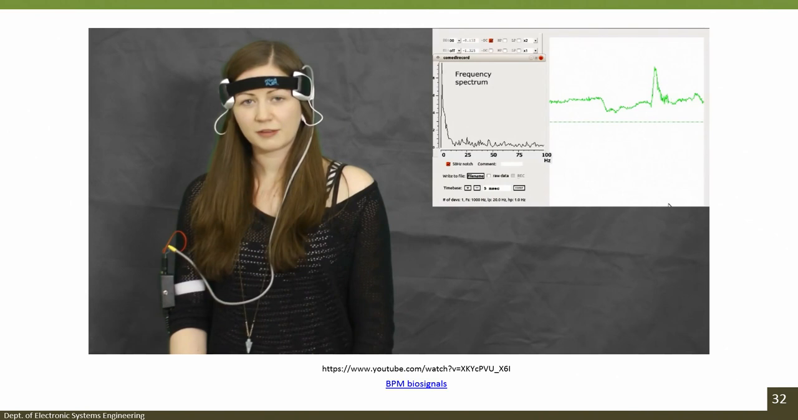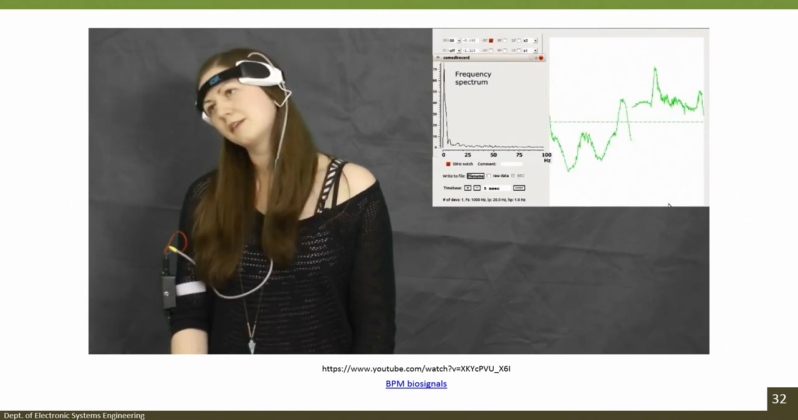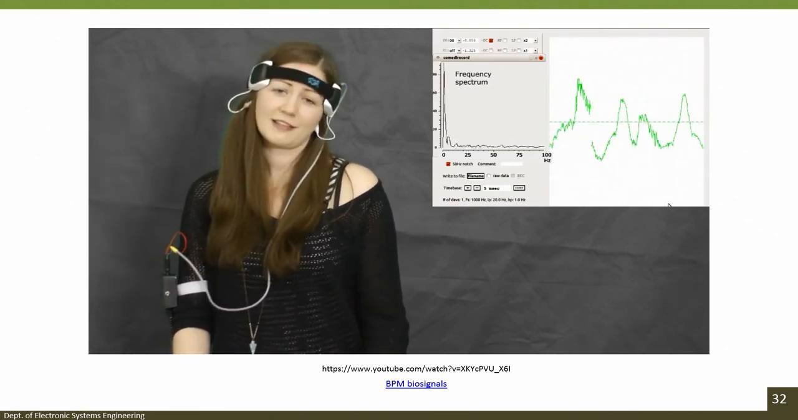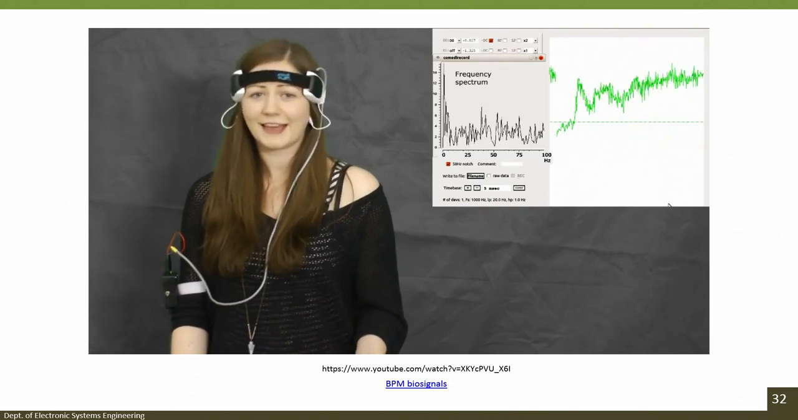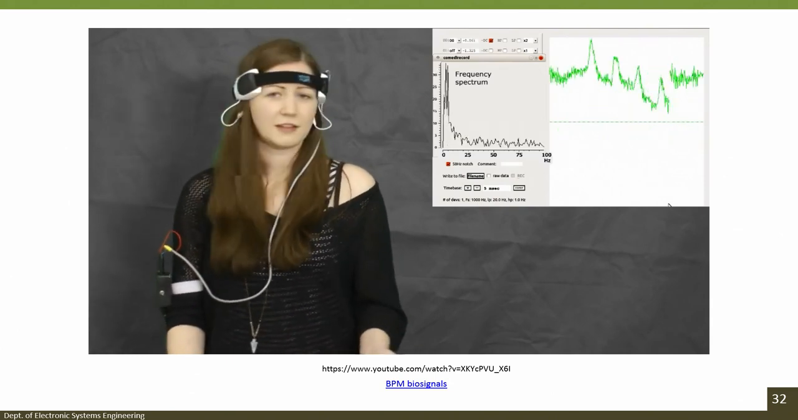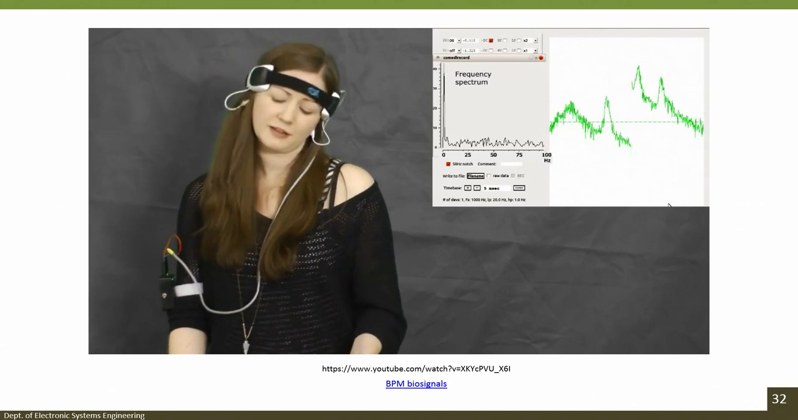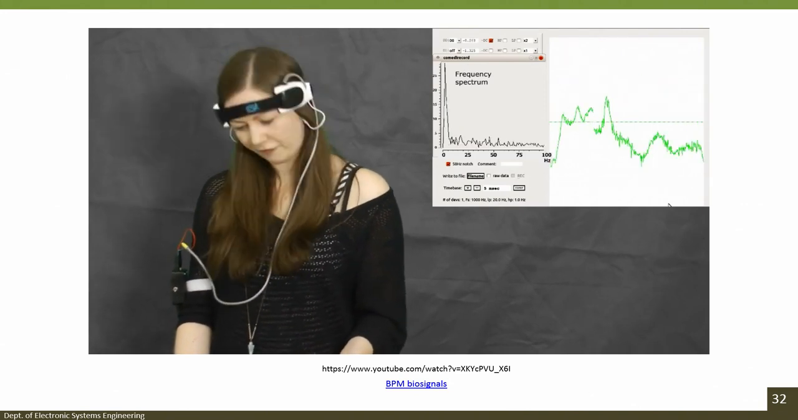And there's also movement artifacts in there, so if I move my head, so it's something that I could be doing while I play the game, because there's nothing in the instructions that say you're to remain completely still, but you can clearly see that this is all affecting the signal.